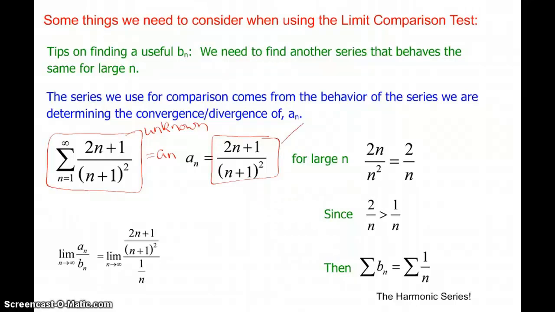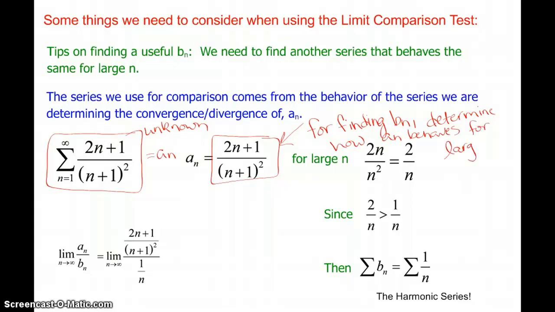Well, the biggest clue for finding B sub n is to determine how a sub n behaves for large n. This is going to help you most of the time. I'll be honest, it's not going to help you 100% of the time, but it's going to help you most of the time. It will help you find a B sub n to compare your unknown to.